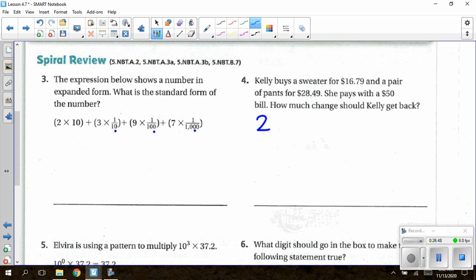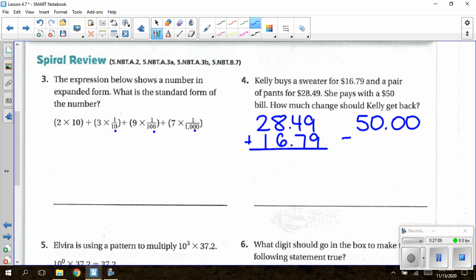So the pants were $28.49 plus the sweater, which was $16.79. When you find that answer, you need to take $50, and because we have change, we're going to have to put the .00 for our money minus whatever your answer is that you got from your addition. And then make sure you are borrowing correctly when you go to subtract this.